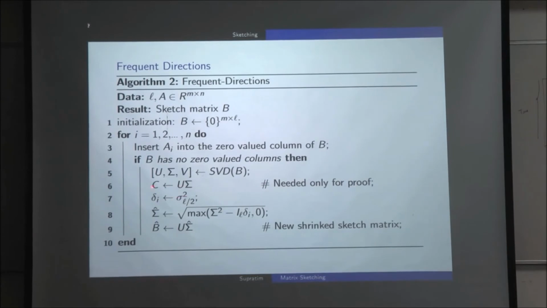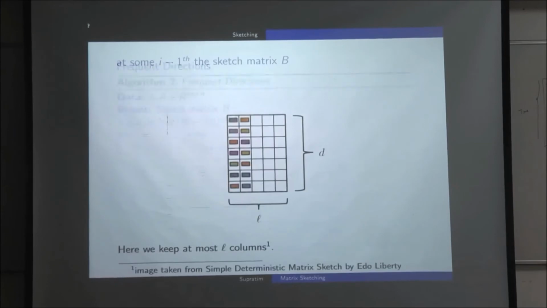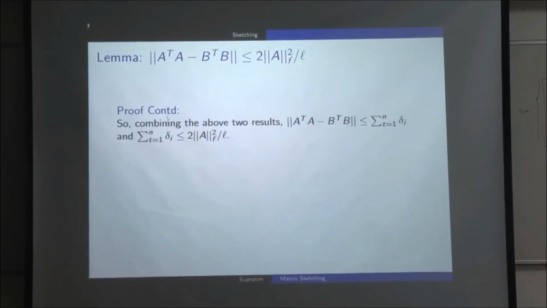In here we already had this sketch matrix B at the (i-1)th step. Now when we are getting a new column, we are adding it to one of the zero columns of B, and from that we are defining this C matrix. So this C is nothing but B_{i-1} plus A_i. That is what we are getting over here in the proof.